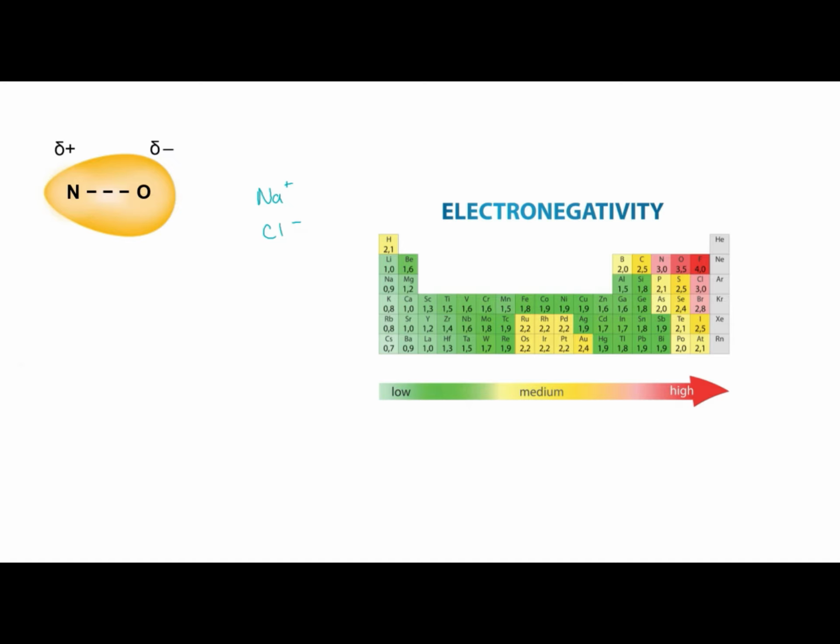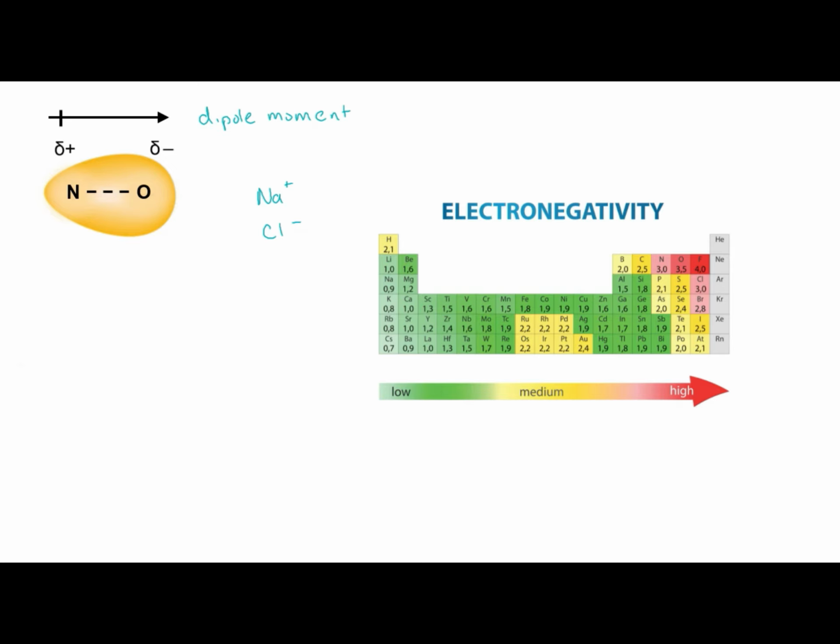We also specify this unequal sharing with an arrow. For the nitrogen and oxygen bond, it looks like this. You can see the positive end is at the nitrogen and the negative end is at the oxygen. It points towards the oxygen. We call this arrow the dipole moment. And again, it shows that the electrons are shared unequally between these two atoms.